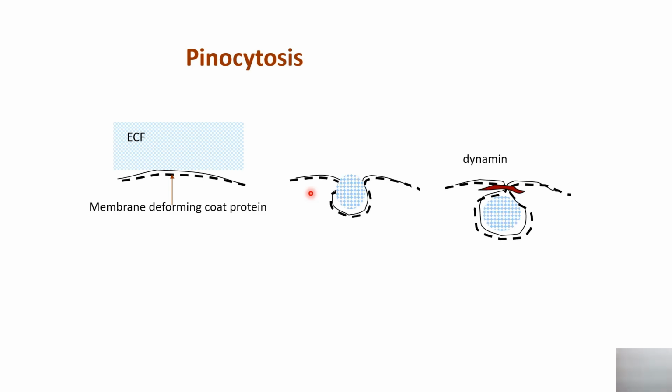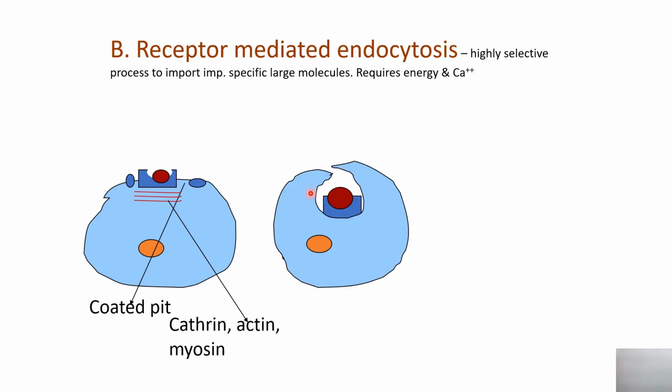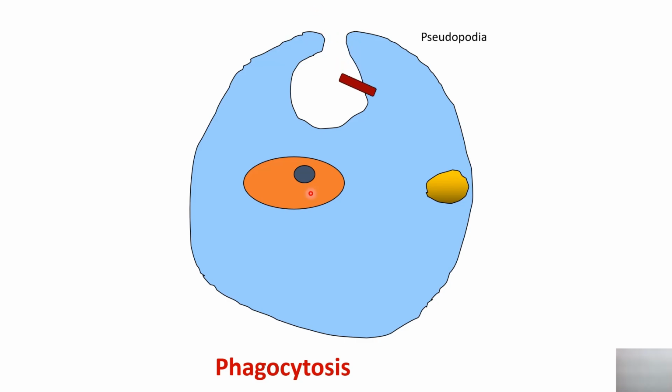You see, this is how it occurs. This is a schematic. What is receptor-mediated endocytosis? Basically, it is a highly selective process to import important specific large molecules, and it requires energy and calcium. So if you see, there is a coated pit formed of clathrin, actin, and myosin, and the substance is taken in like this. Then we have phagocytosis, which is internalization of large multimolecular particles by specialized cells such as certain types of WBCs. This is phagocytosis: internalization, now the phagosome.